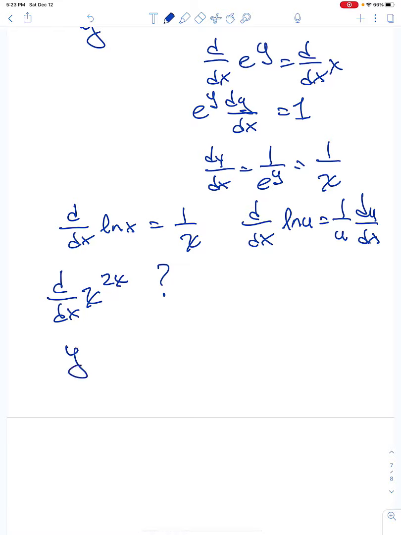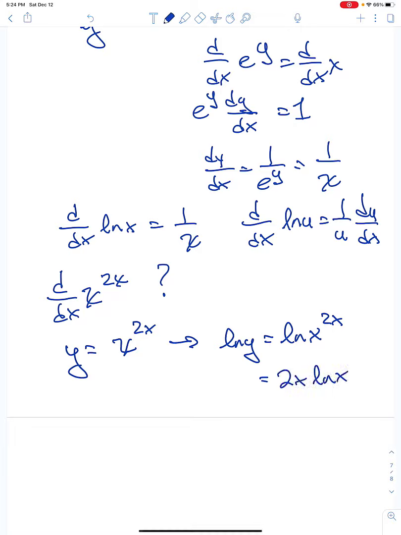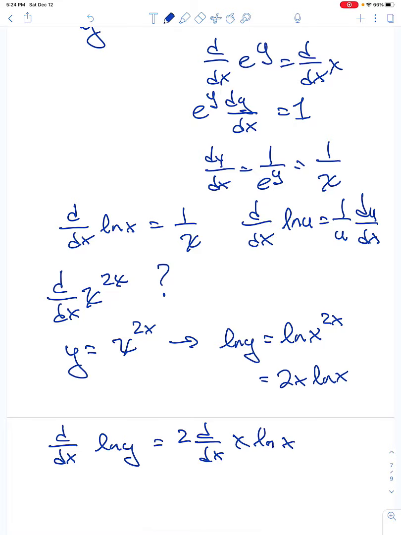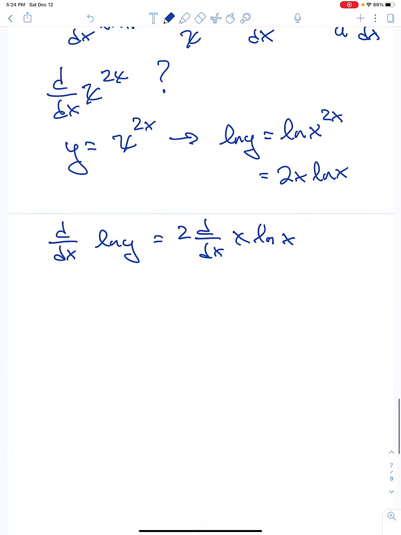So I start by letting y be x to the 2x. So the natural log of y is equal to the natural log of x to the 2x power. Using log properties, I can bring the exponent down. Now I'm going to take the derivative with respect to x of both sides. There is another way to do this, but if you're not strong with compositions, it can be insane.